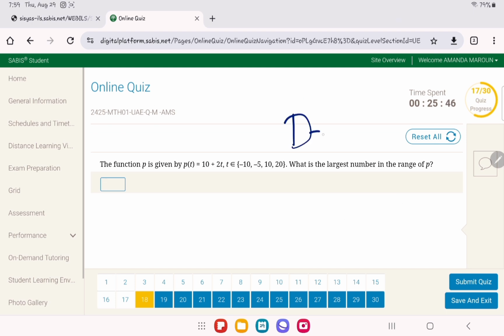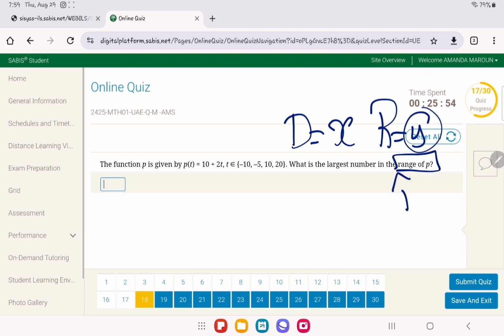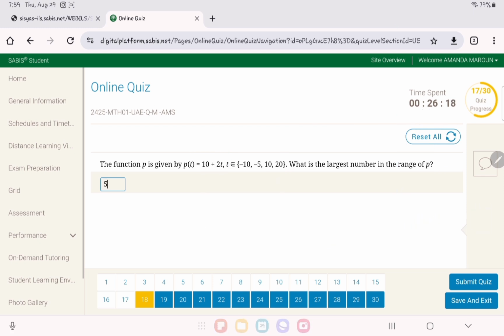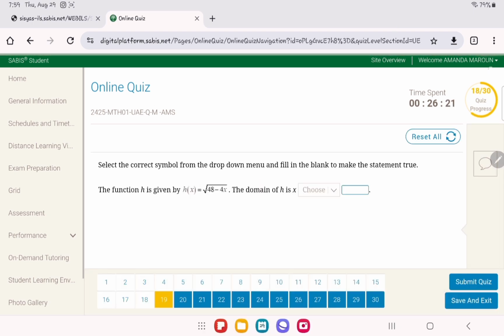As we said, the domain is x and the range is y. So they're asking what is the largest number in the range of p. They need the biggest possible y. If you look here, it's all positive. So since it's all positive, if you substitute by the biggest number in the domain, you will get the biggest number in the range. So since 20 is the biggest number, let's substitute by it. We're going to have 10 plus 2 times 20. So 10 plus 40, so 50. That's our answer, 50. Number 19.